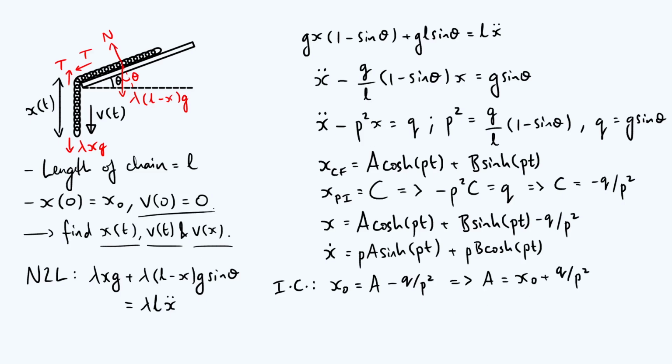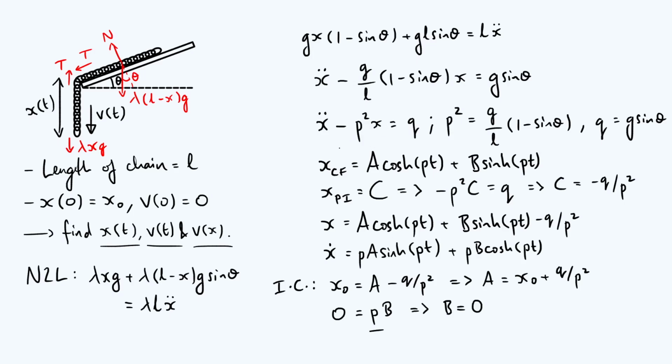The other initial condition was that v, or x dot, at time naught is also 0. And so from your x dot equation, 0 on the left-hand side, the sine term disappears, and you get just pb cosh naught, which is pb times 1. And that gives you that b is equal to 0. We are assuming there, by the way, that p is not 0. I'll say a bit more about that from a physical perspective later on in the video.